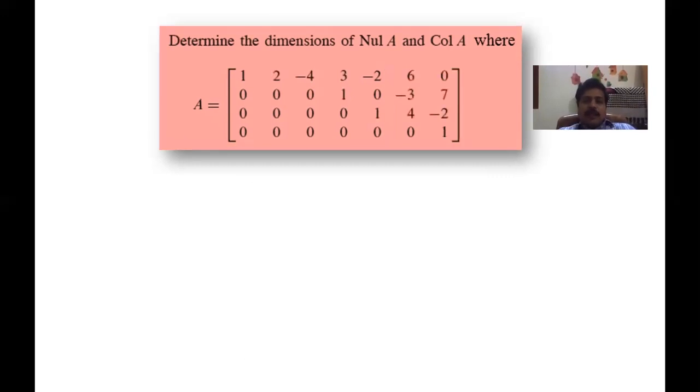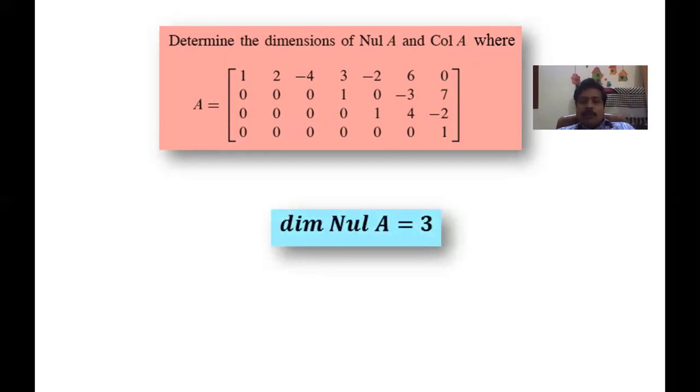Similarly, in this problem, this is a 4 by 7 matrix in which columns 1, 4, this is the 4th column, this is the 5th, and this is the 7th, so 1, 4, 5, 7 are pivot columns. There are 4 pivot columns and 3 non-pivot columns, 2, 3, and 6. 3 non-pivot columns, so the dimension of null A is 3. 4 pivot columns, so the dimension of column space A is 4.